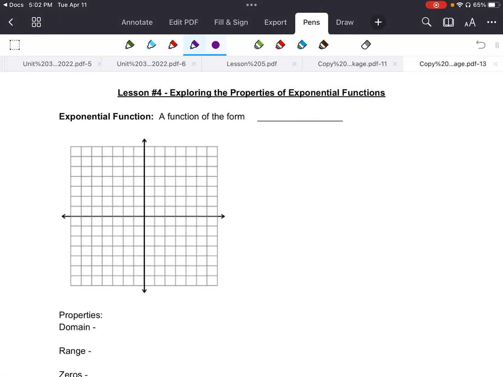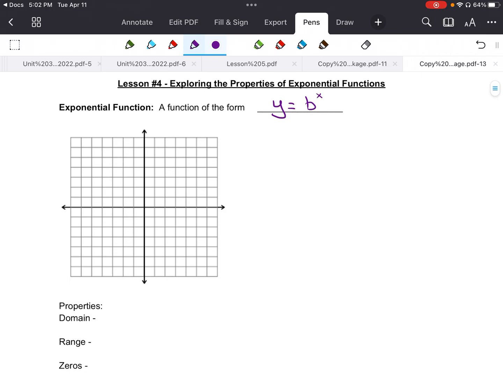Hello, Unit 4, Lesson 4, exploring the properties of exponential functions. Let's get right into it. Exponential function: a function of the form y equals b to the power x, base to the power exponent.